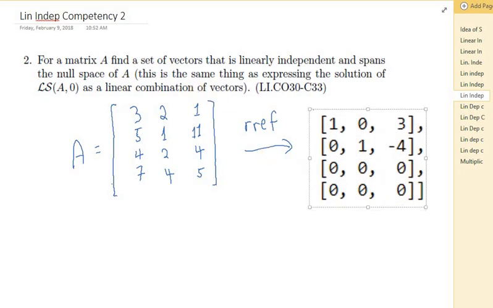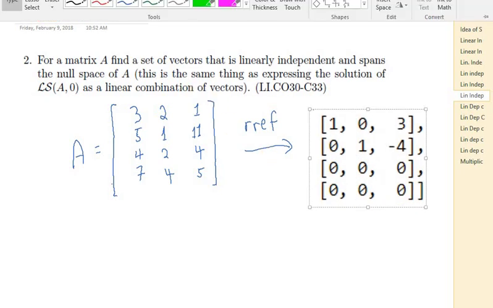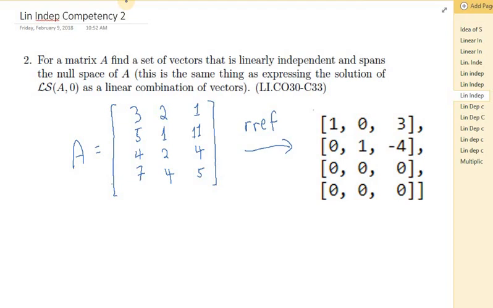Well, I can get three variables out of this. I can call it xyz. This tells me that x plus 0y plus 3z is equal to 0. And this also tells me that y minus 4z equal to 0. And the other two rows don't tell me anything. Now, remember what I'm trying to do here. I'm trying to find a solution for the null space.